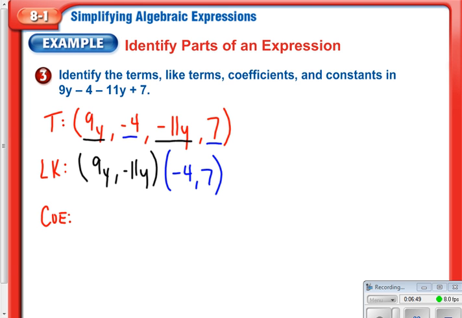Coefficients. Remember, our coefficients are the numbers in front of the variables. Well, I can only use this set of like terms because those have variables. So the coefficients would be 9 and negative 11. The constants are terms without variables, and that would be negative 4 and 7.